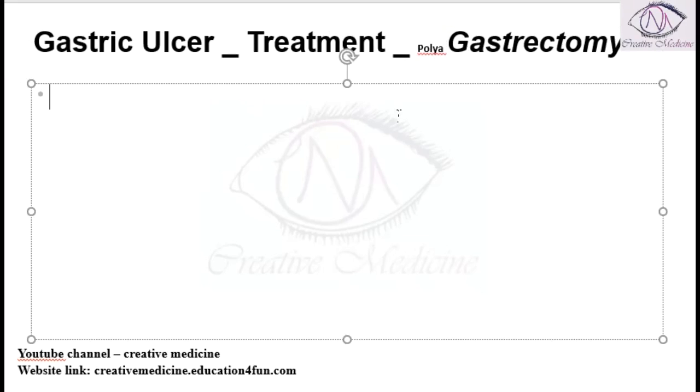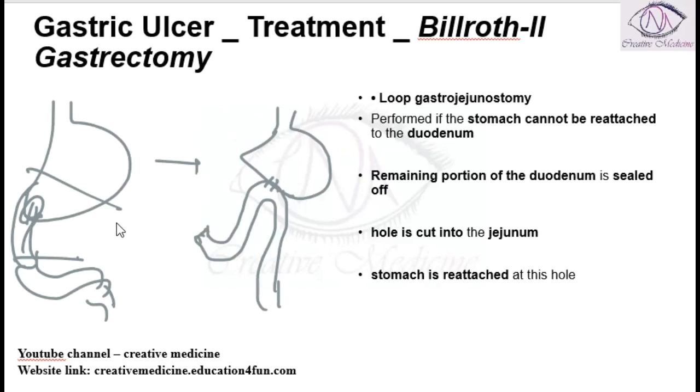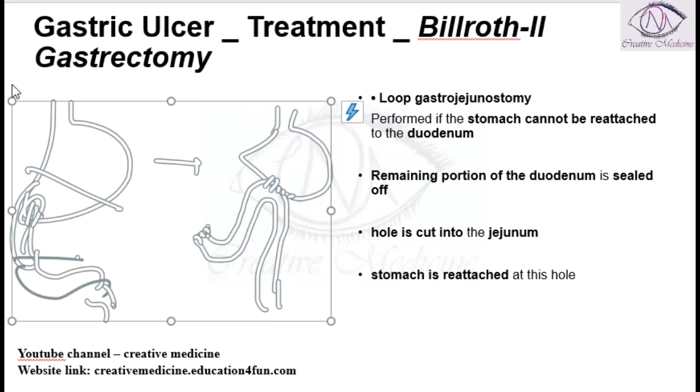So in polygastrectomy, it is actually a modification of Billroth 2 operation, and it is a type of posterior gastroenterostomy where you do resection of two-thirds of the stomach. It is almost similar to this one, but it is done posteriorly.